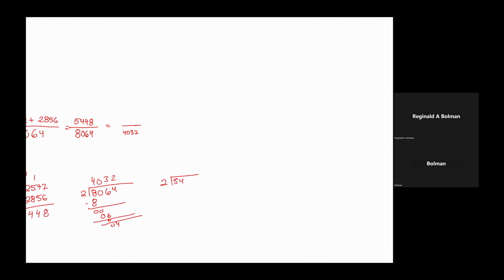to... 2 goes into 5 2 times. 2 times 2 is 4. Subtract. You get 1. Drop your 4 down. 2 into 14 goes 7 times. 7 times 2 is 14. Subtract, you get 0. Drop your 4 down. 2 into 4 goes 2 times. 2 times 2 is 4. Subtract, you get 0. 2 goes into 8 4 times. So now we have reduced our numerator to 2724.